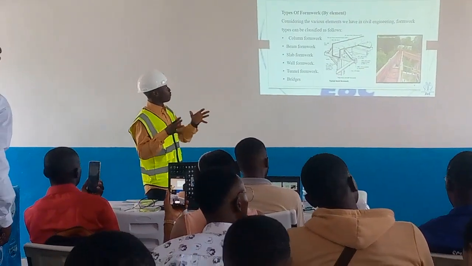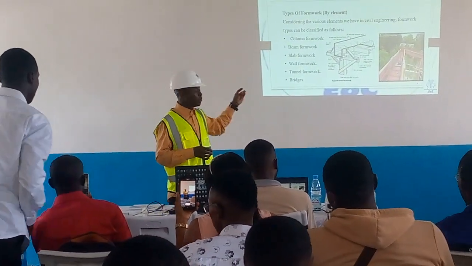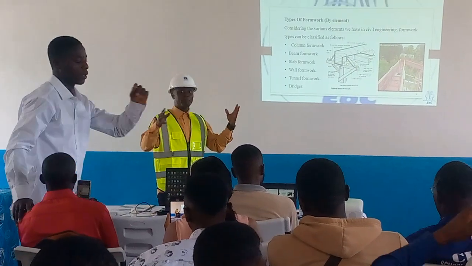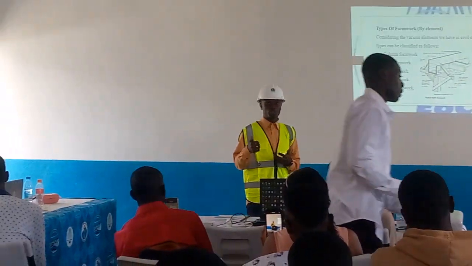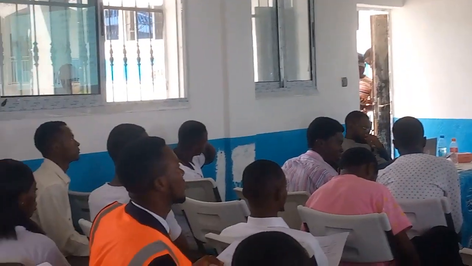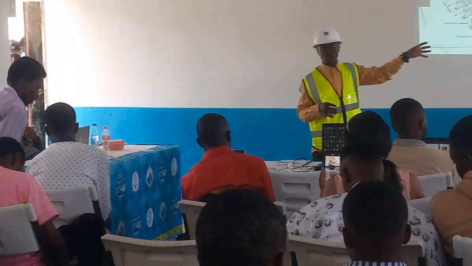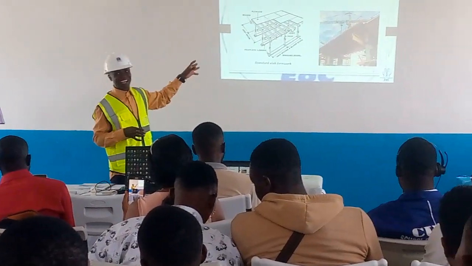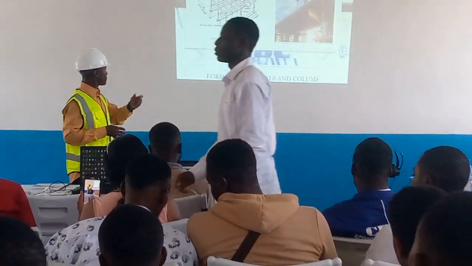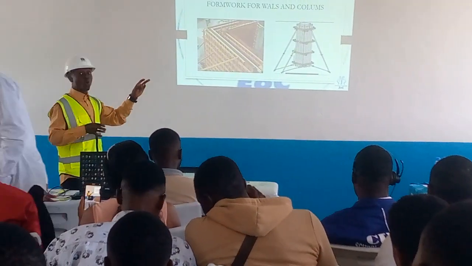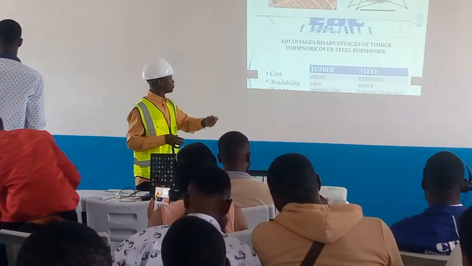Based on the types of formwork by their elements, you have column formwork, beam formwork, slab formwork, formwork for tunnels, and formwork for bridges. You can see an example of a bridge formwork and an example of a standard slab formwork. You can also see an example of a wall formwork and a column formwork.